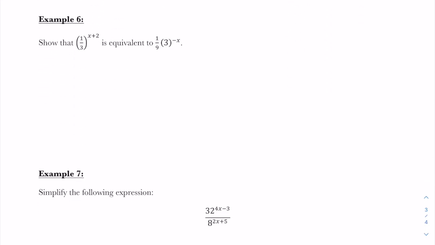This one is a little more complicated. We have to show that 1 over 3 to the exponent of x plus 2 is equivalent to 1 over 9 multiplied by 3 to the exponent of negative x. Recognize that the first expression has a fractional base and the second one has a base of 3. One trick that we can do is work with the expression that has a base of 1 over 3 and simplify by using the reciprocal rule.